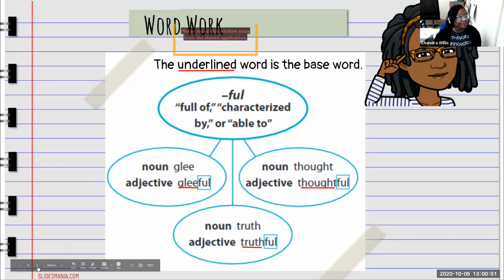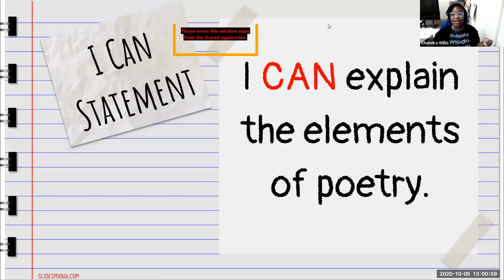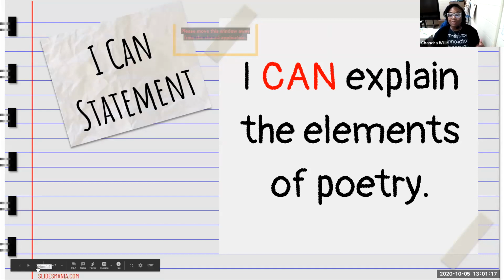All right. Let's start our I can statement. Go ahead and say it with me, everyone. We are talking about poetry for the next 2 weeks, so that's exciting. I can explain the elements of poetry. That's what we're going to talk about. The different parts of a poem. So for the next 2 weeks, we're going to be poets.